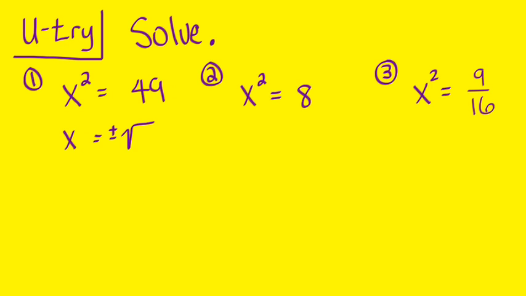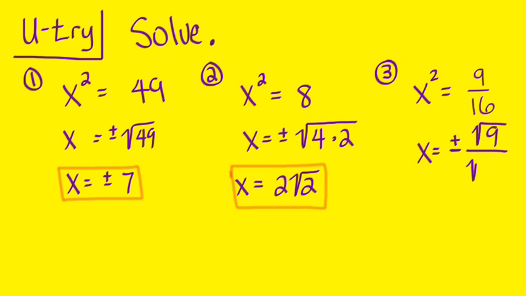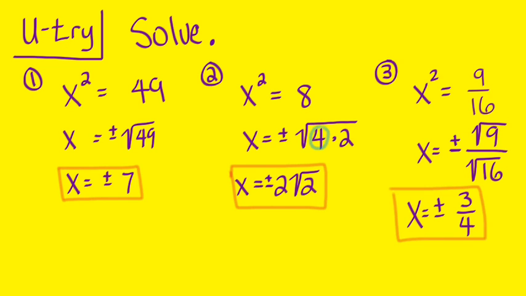All right, let's check our work here. We have plus or minus 7, and then I could take the 4 out, so I have plus or minus 2 square root 2. And then with the fraction, the square root of 9 is 3, the square root of 16 is 4. So I have plus or minus 3/4.